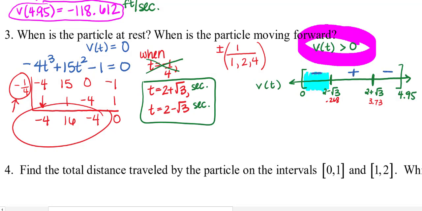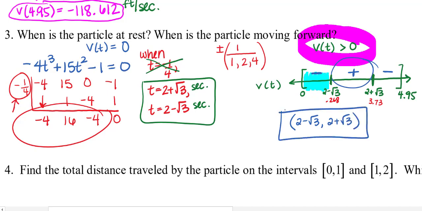So when is the particle moving forward is just when you're positive. So it'd be between 2 minus rad 3 and 2 plus rad 3. You write it in interval notation. Don't actually include those endpoints because that's where you are at rest. You have stopped at that point. You're not moving forward at the same time that you're resting.